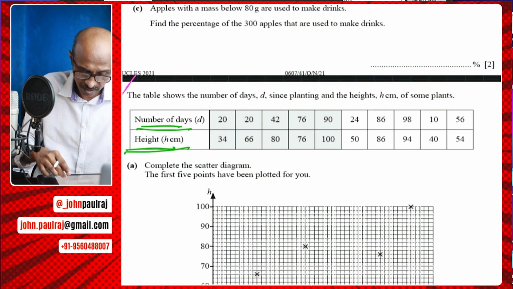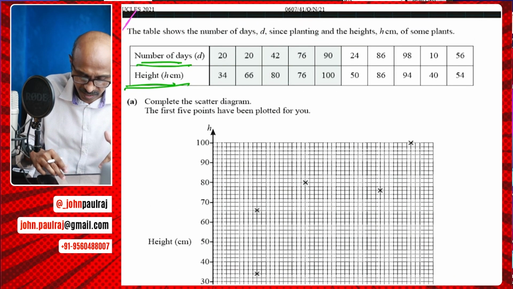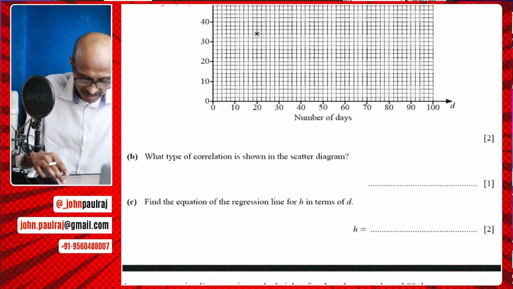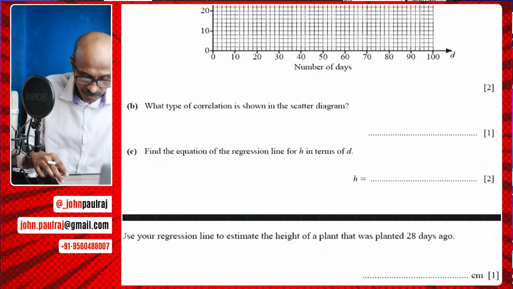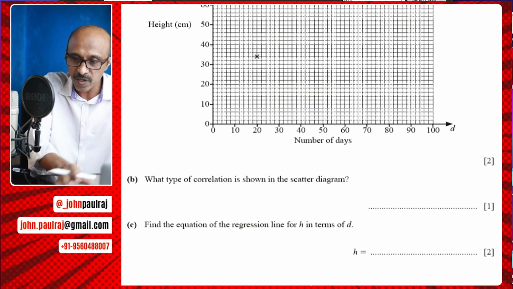They just asked to complete the scatter plot. So they've given the first 5 points, and you've got to basically plot the other ones. You can do that easily because the data is given to you. And they said, what type of correlation? Now, when you just look at the correlation, let's just do that, okay? We'll work the regression out.